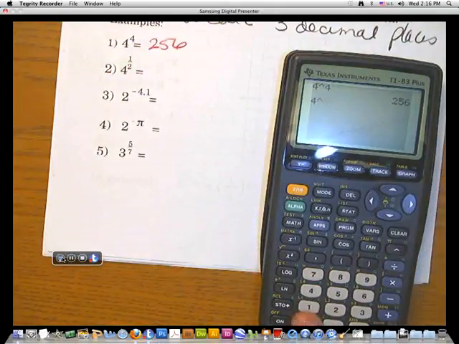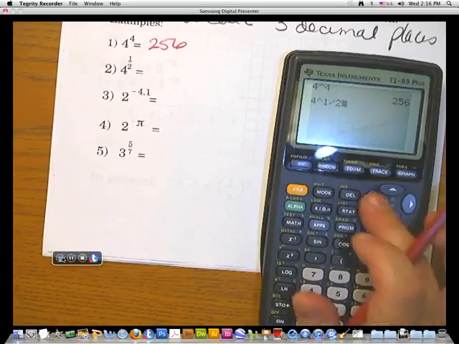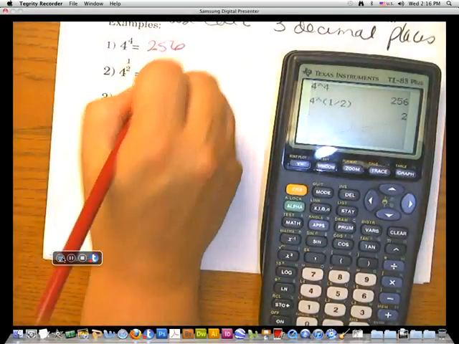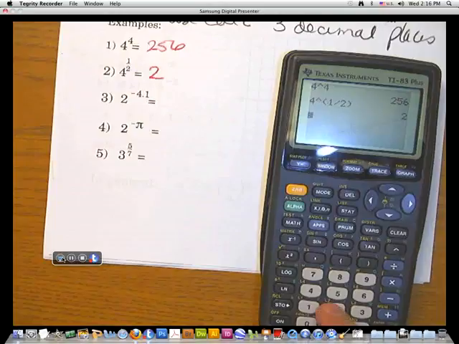Now be careful with this, because if you go 1 divided by 2, it's not going to work. Order of operation says the calculator is going to do 4 to 1 and then take the answer and divide by 2. Alright, so you need to make sure that if you're doing fractional exponents and stuff, that you're using appropriate parentheses. So 4 to the 1/2 is the same as the square root of 4, so we get 2.